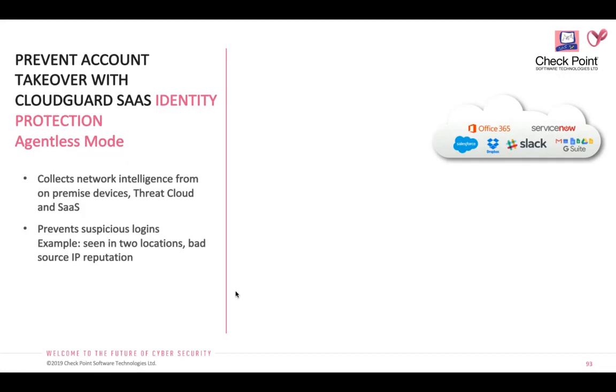In agentless protection, the CGS, or CloudGuard SaaS server, collects network intelligence from on-premise devices, the threat cloud, which is Check Point's cloud, and various other SaaS applications. It then prevents suspicious login attempts on the basis of heuristics, such as bad IP reputation or logins from multiple locations, which is very suspicious. It has a huge list of heuristics which it uses to calculate its confidence in an attack.